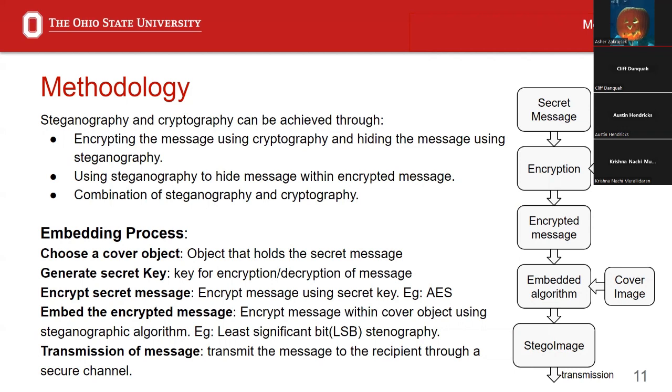This shows the embedding process of the first type. First, the cover object is chosen. This is where the secret message is held. This could be an image, audio, or a video, etc. Then, using a secret key, the message is encrypted via an encryption algorithm such as AES. The encrypted message is then embedded within the cover image using a steganographic algorithm such as LSB steganography. Finally, the resulting stego image is then transmitted to the receiver.